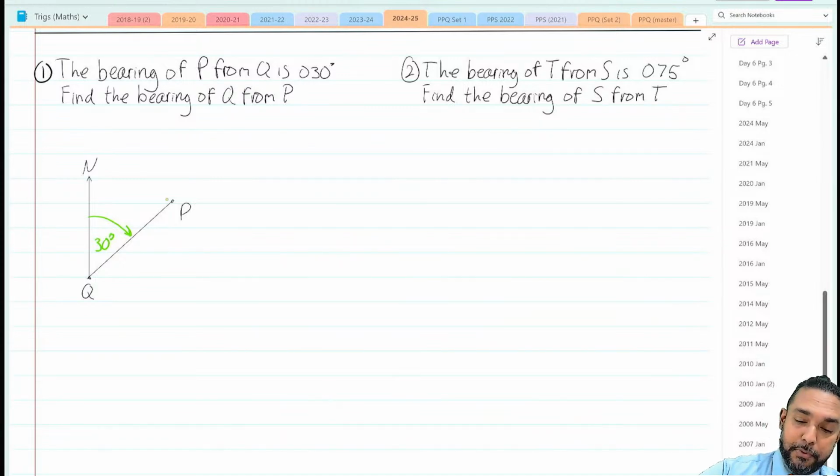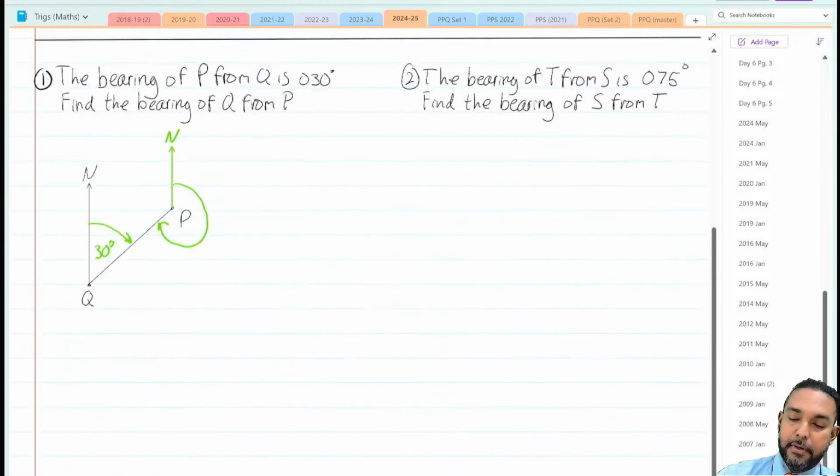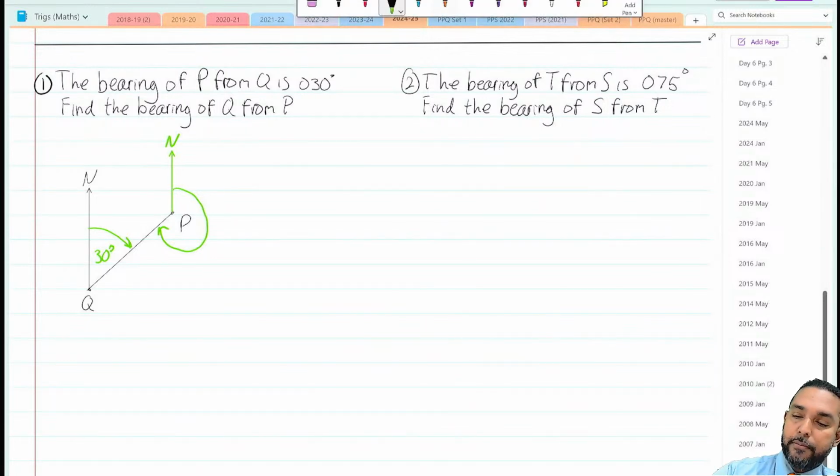Right. So if we want to find the bearing of Q from P, we need to put a north line at P because P now becomes our new starting point. North line. Right? And we have to draw in the angle, the clockwise angle. And what was the last step here? We extended the line connecting Q and P. So we're going to go here.